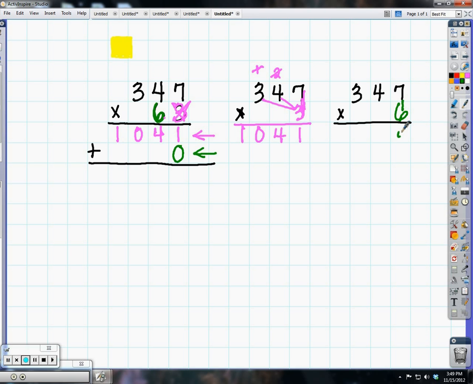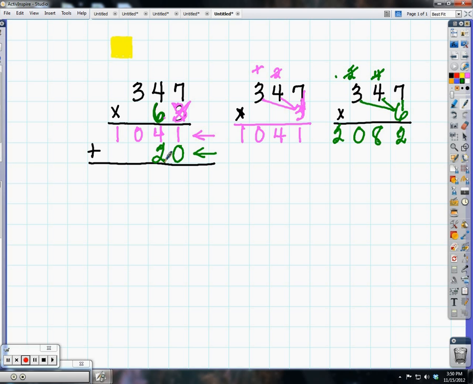6 times 7 is 42. Put down the 2, carry the 4. 6 times 6 is 24. Plus 4 is 28. Put down the 8, carry the 2. 6 times 3 is 18. Plus 2 is 20. So put down the 0, nowhere to carry the 2, so just put the 2 for the 20. So on the second line of work, I'm going to put 2082 in front of the 0 that's already here. So I've got to put it in the right column.